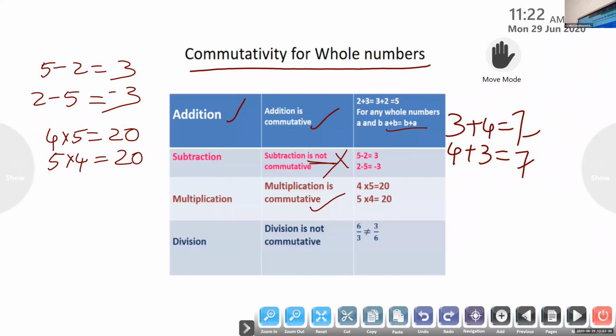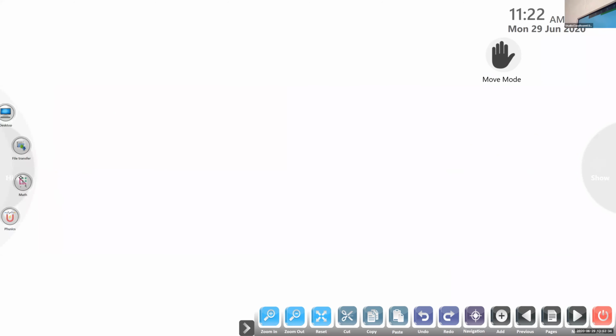Now we will check division. Okay. 6 by 3.